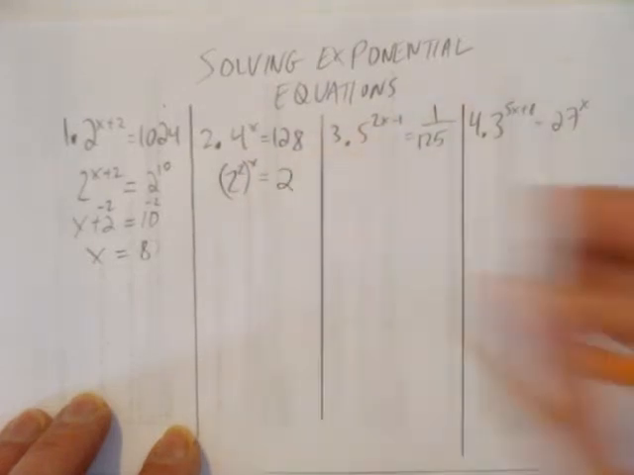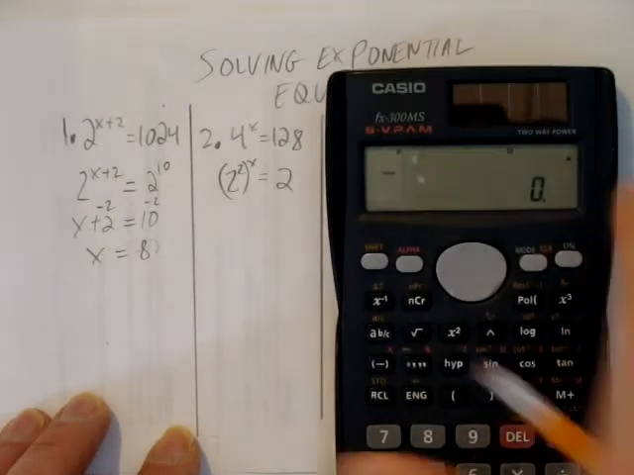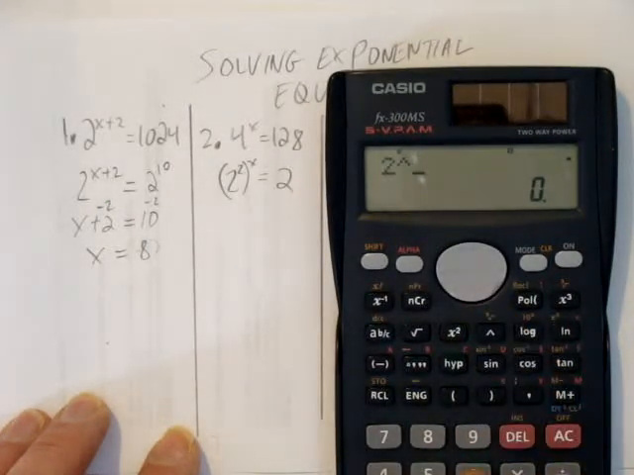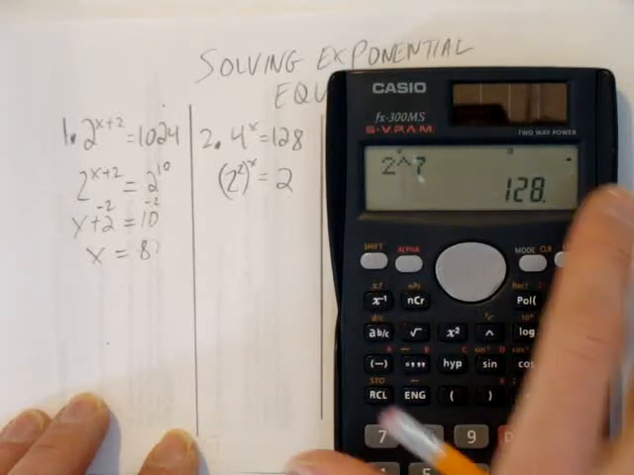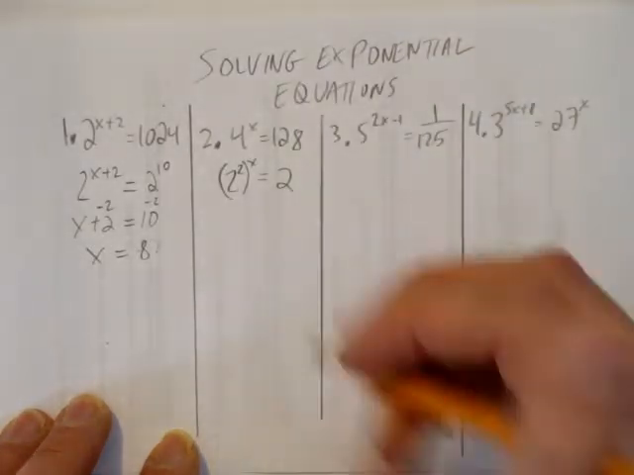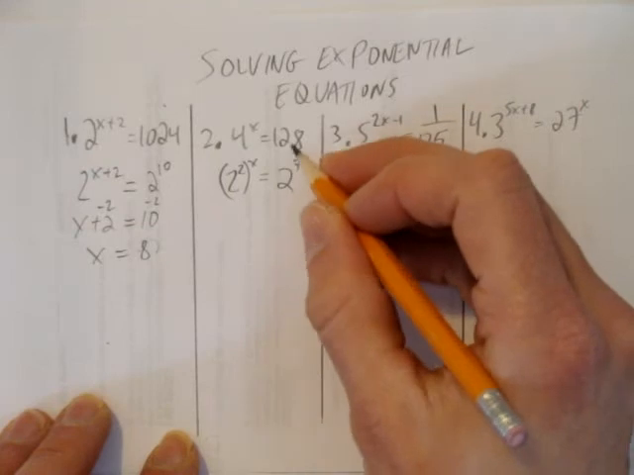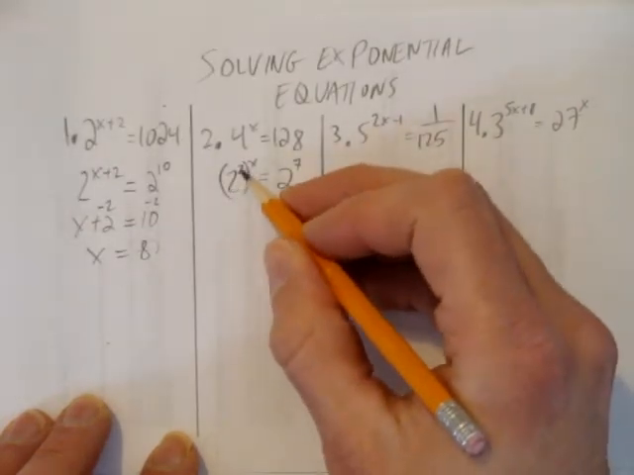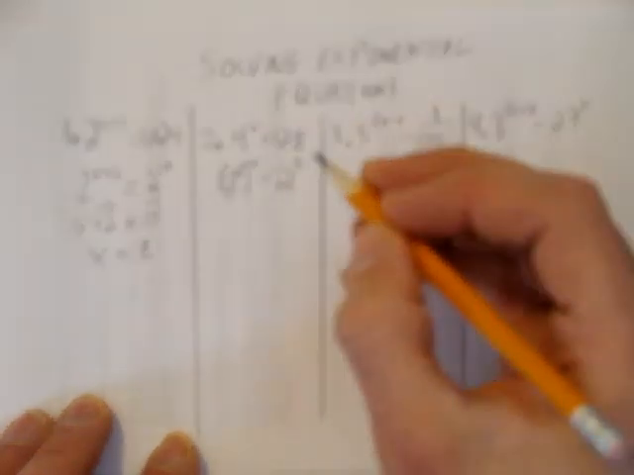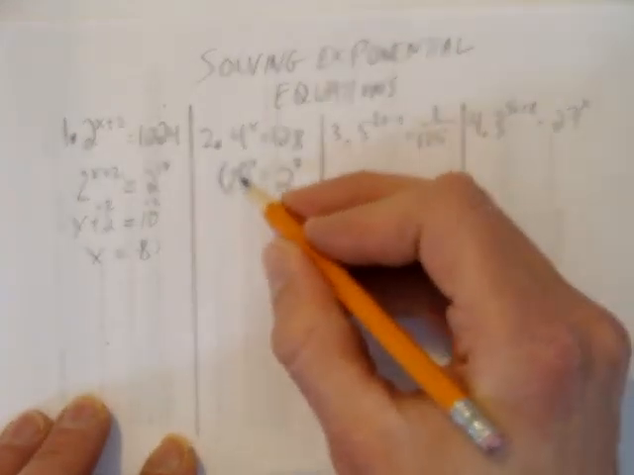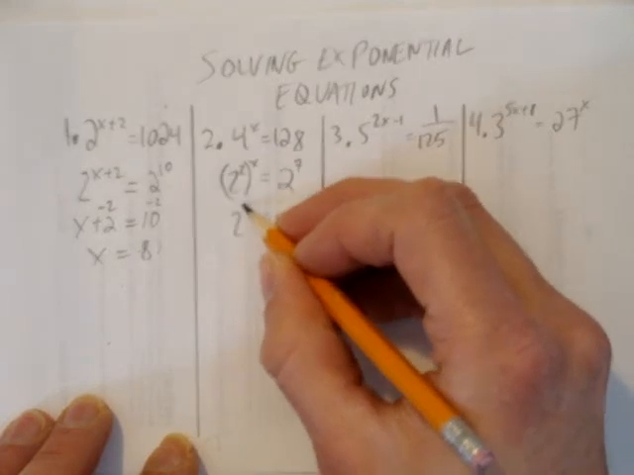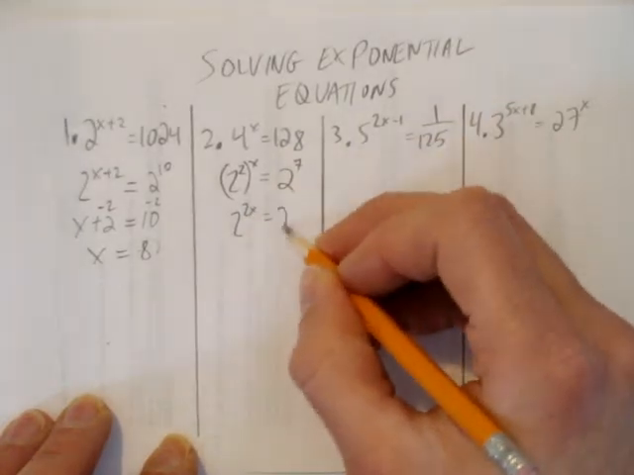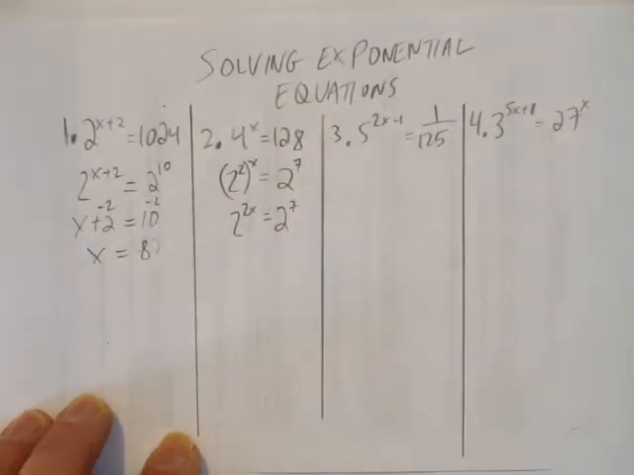And now let's convert 128 to base 2. 2 to the power of 6? Too small. 2 to the power of 7, I bet. And that gives us 128. So we get 2 to the power of 7 representing the 128, and 2 squared representing the 4 with the x still on that. And we know when you have an exponent with another exponent on it, we multiply the exponents. So we get 2 to the power of 2x equals 2 to the power of 7.